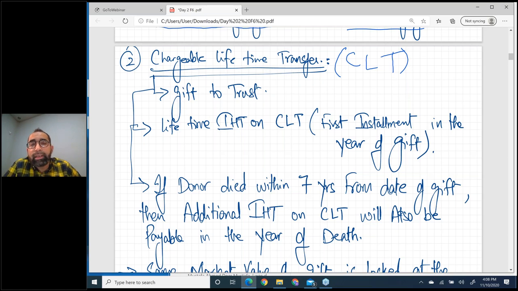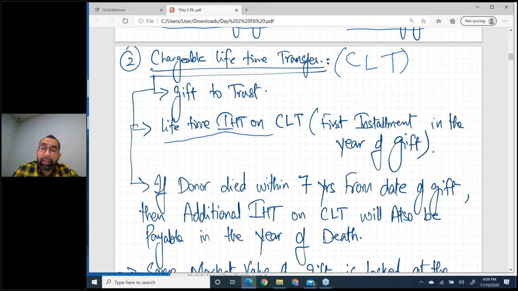Okay, now the name itself says chargeable. That means whenever you do CLT, you have to pay the first installment. You have to pay the first installment in the year of gift. Now you are alive, the donor is alive, and the first installment of CLT is to be paid in the year of gift, and that first installment is called lifetime IHT on CLT. Don't worry, I'll teach you how to calculate it.